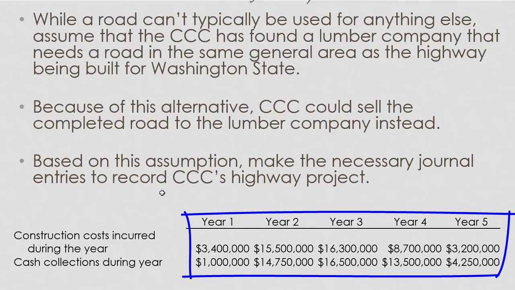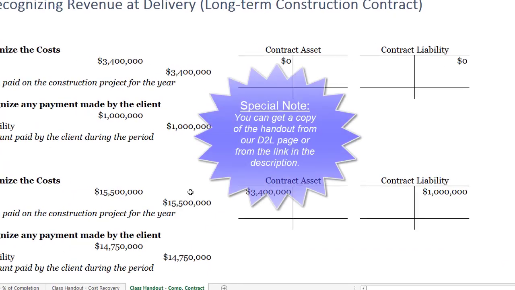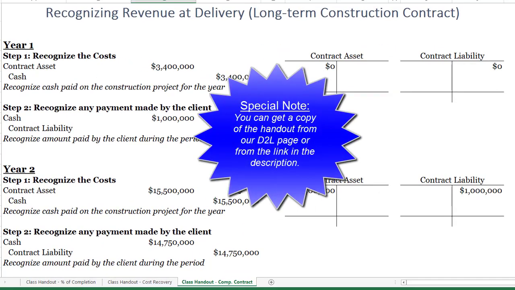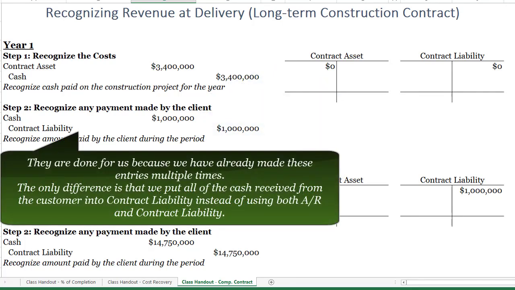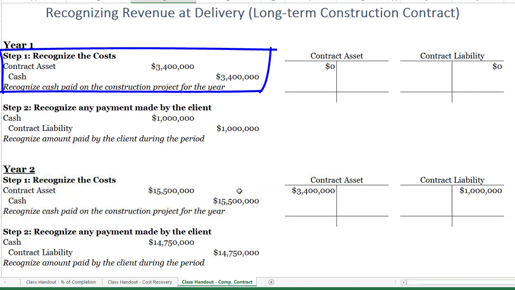And again, I've got a handout for us to speed this up. In this case, all of the journal entries are done for us. All we have to do is keep track of our T accounts because everything else is done. So you can see here, there's our contract asset and our cash.